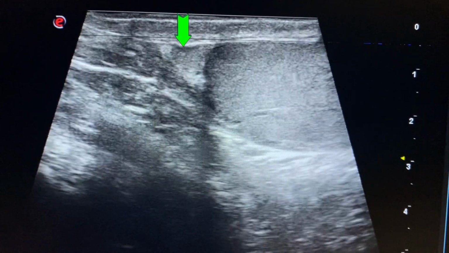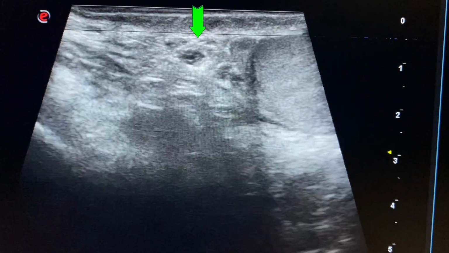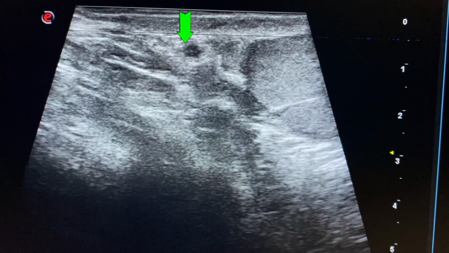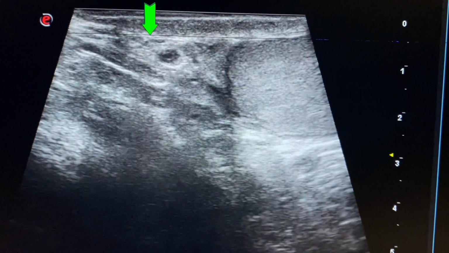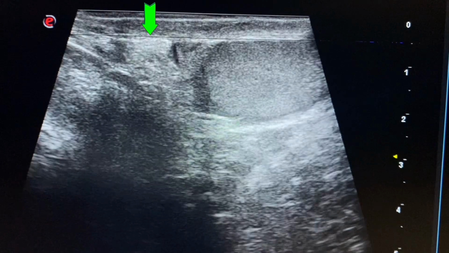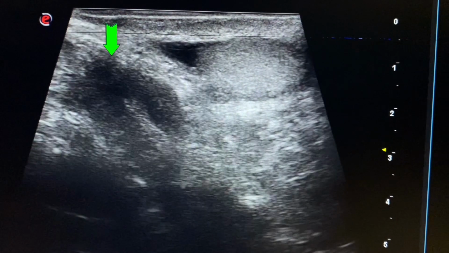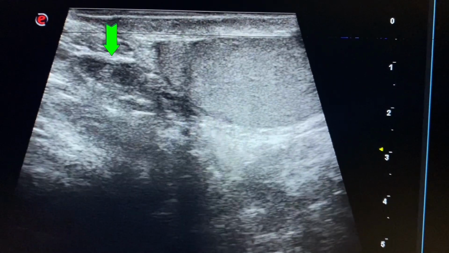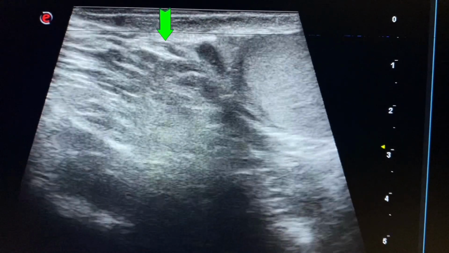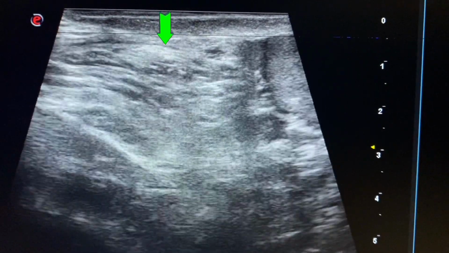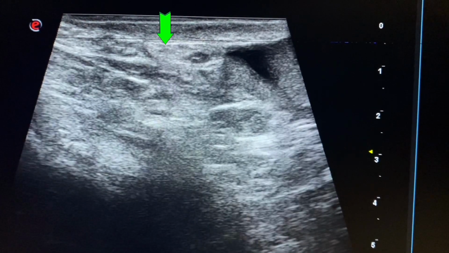Here we see the epididymis also shows heterogeneous texture. Now we continue scanning. Here we see the spermatic cord. Here we see some membranous fluid in the proximal part of the spermatic cord. The spermatic cord is also mildly increased in size and shows increased echogenicity due to inflammation.